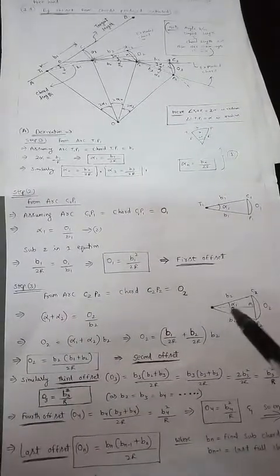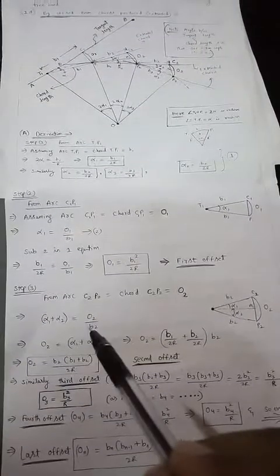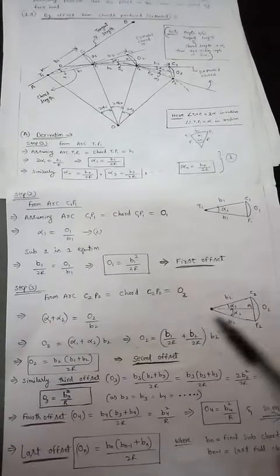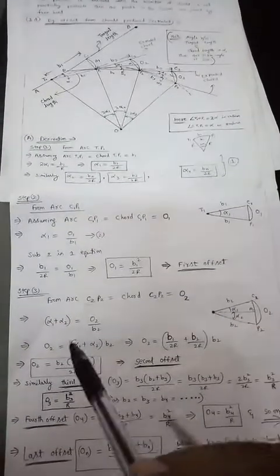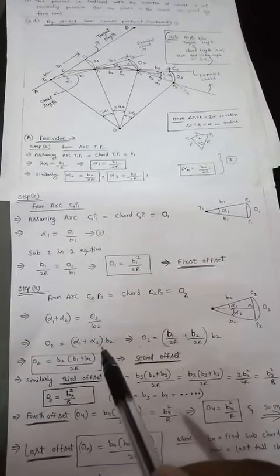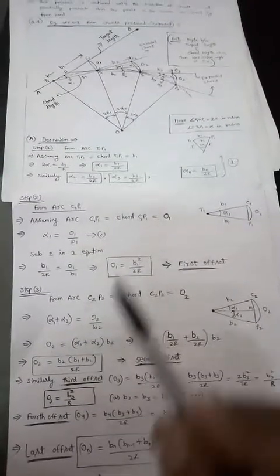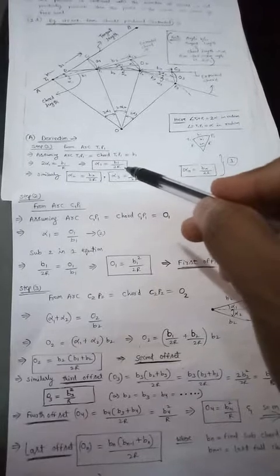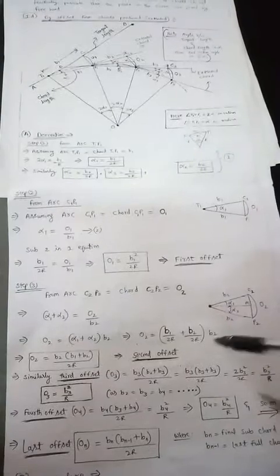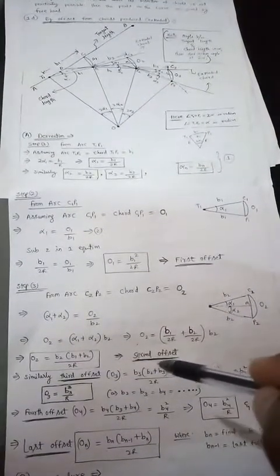So here the arc measure is alpha 1 plus alpha 2, equal to arc length, equal to O2 by radius. The radius is nothing but B2 here. So we need O2. O2 equals alpha 1 plus alpha 2 into B2. Alpha 1 is B1 by 2R, and alpha 2 equals B2 by 2R. Substituting here and solving this equation, finally we will get the second offset.